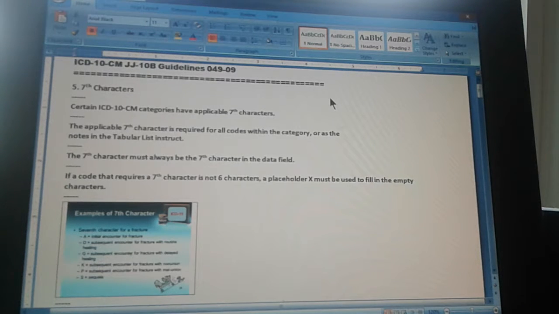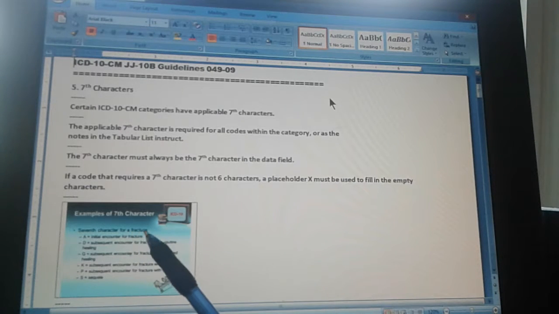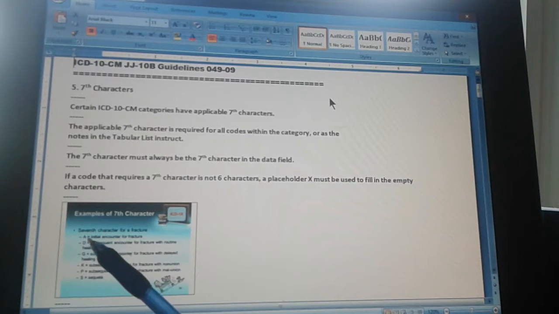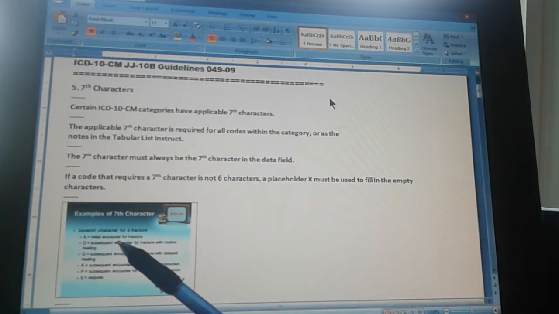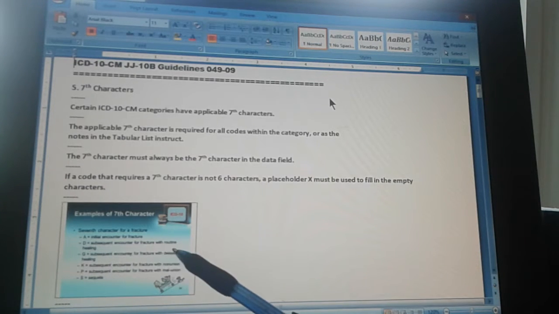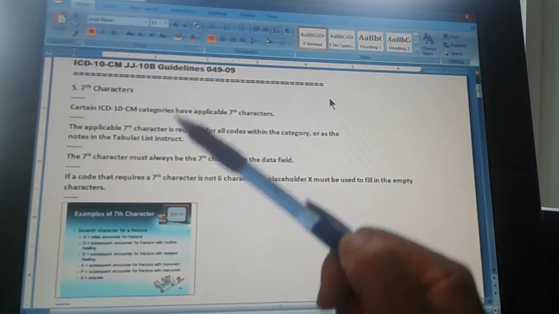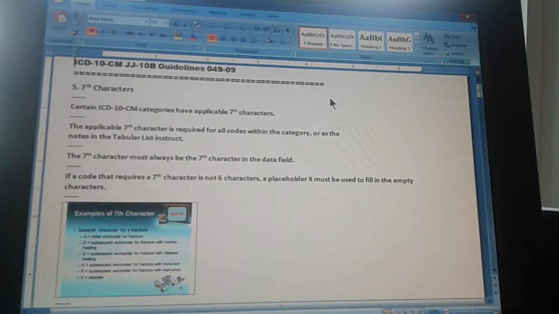Then we have examples here of the 7th character, for instance, for a fracture. In the 7th character, you put A if it's an initial encounter for the fracture. D is a subsequent encounter for fracture with routine healing. And G, K, P, S are the other valid 7th characters for this condition. All right, this is our theory for today.